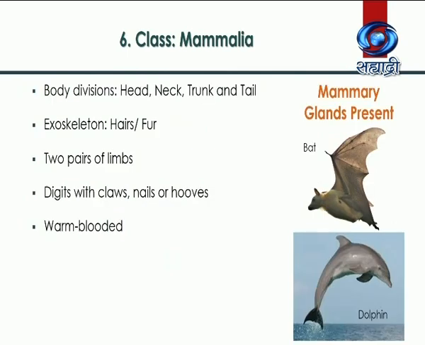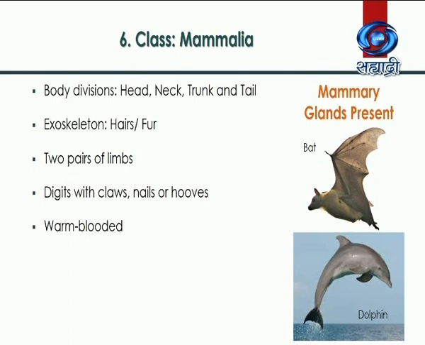Now comes the sixth class, that is class Mammalia. These members are found in variety of habitats, that is polar ice caps, deserts, mountains, forests, grasslands, and dark caves. The most unique mammalian characteristic is presence of milk-producing mammary glands, by which young ones are nourished. Here, body is divided into head, neck, trunk, and tail.